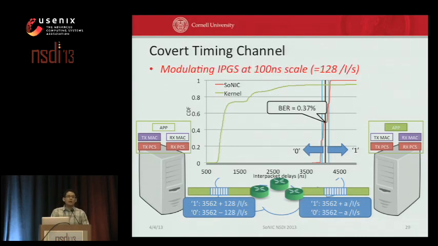So the takeaway here is that by modulating interpacket gaps very precisely at 100 nanosecond scale, we can implement a covert timing channel which is virtually impossible to be detected by any applications running in higher layers.